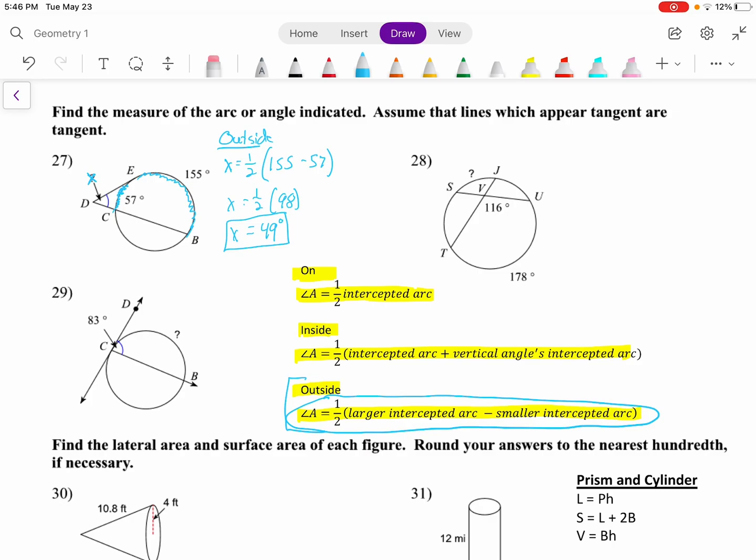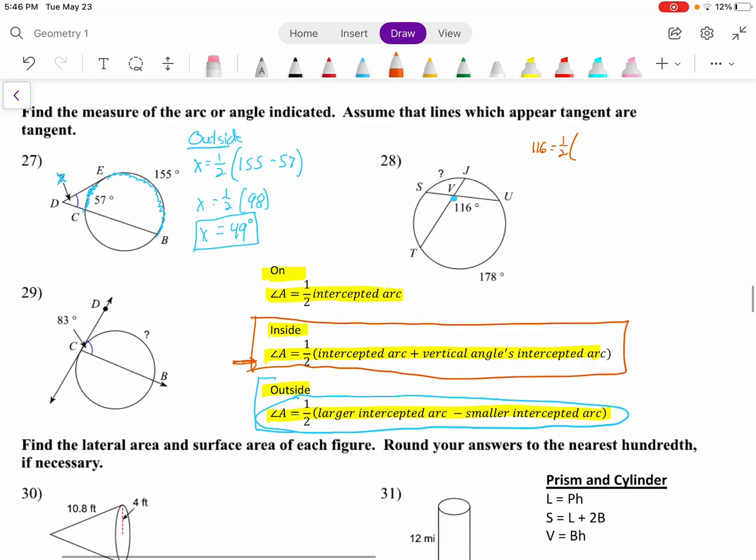Moving on to number 28, where is this vertex? Well, this vertex is inside. So we're going to use this orange box. All right, do we know the angle? We do know the angle. It's actually 116. So we're going to do 116 equals 1/2. Do we know its intercepted arc? Well, here's the 116. Here's its intercepted arc. We do know that. It's 178. This one is a plus. Do we know the vertical angle's intercepted arc? No. In fact, that's what we want to find. Again, I'll use an X. And now we just want to solve that.